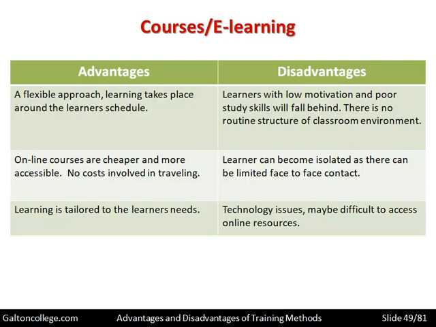Another advantage is learning is tailored to the learner's needs. The learner can, generally speaking, pick what he or she wants to learn. And the internet is a vast resource of learning materials. The disadvantage is technology issues. It may be difficult to access online resources. Perhaps people can't get a Wi-Fi signal very easily, or perhaps the signal breaks, or there's limited bandwidth, or whatever. There may be technological issues which may be a disadvantage.